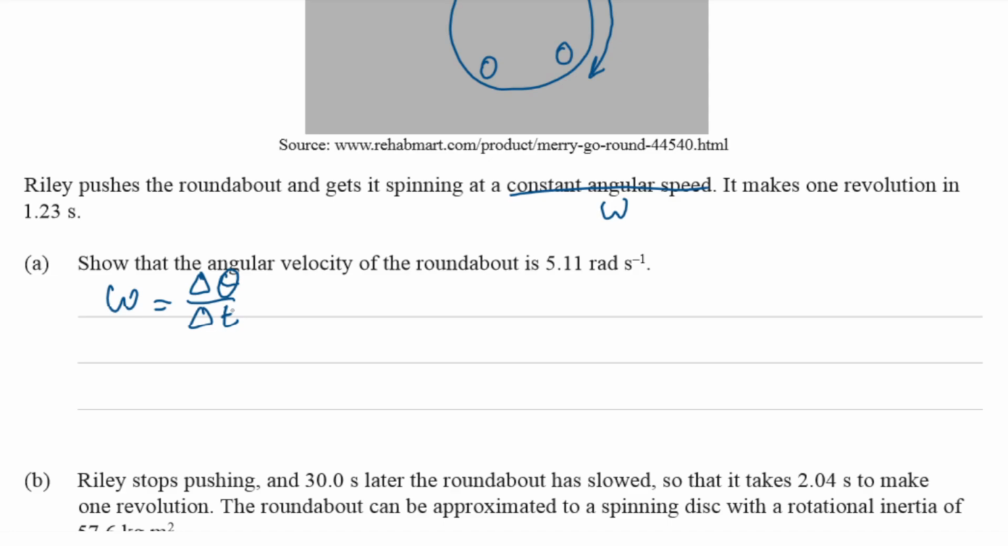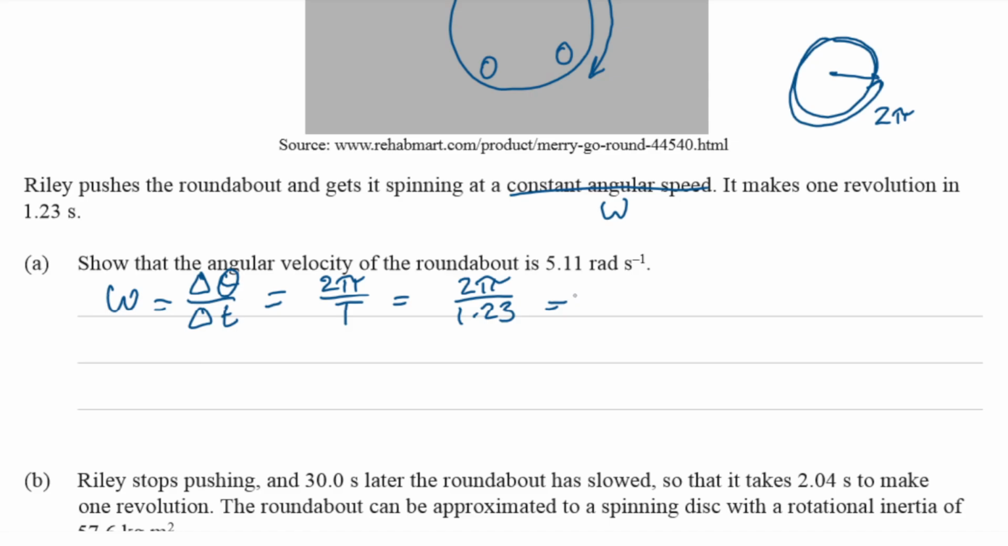Do we have an angle? Kind of. We're given the time for one full revolution, and in a circle, one full revolution is exactly 2 pi radians. So you might have actually seen this equation before, 2 pi over time period, and that's exactly the angular displacement over the time, but for one full revolution. So substituting in 1.23 for time.